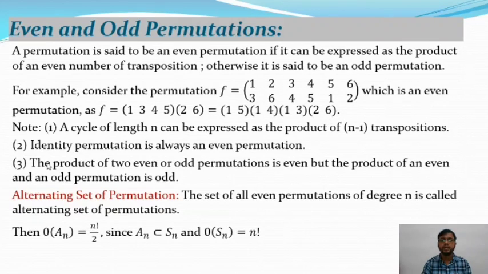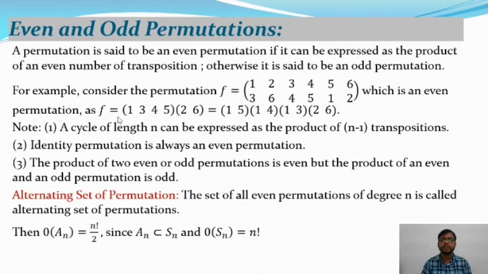So therefore, a cycle of length n can be expressed as the product of n minus 1 transpositions. Okay, so this is obvious. And the identity permutation is always an even permutation. And the product of two even or two odd permutations is even, but the product of an even and an odd permutation is odd. So these are the properties of even and odd permutations.